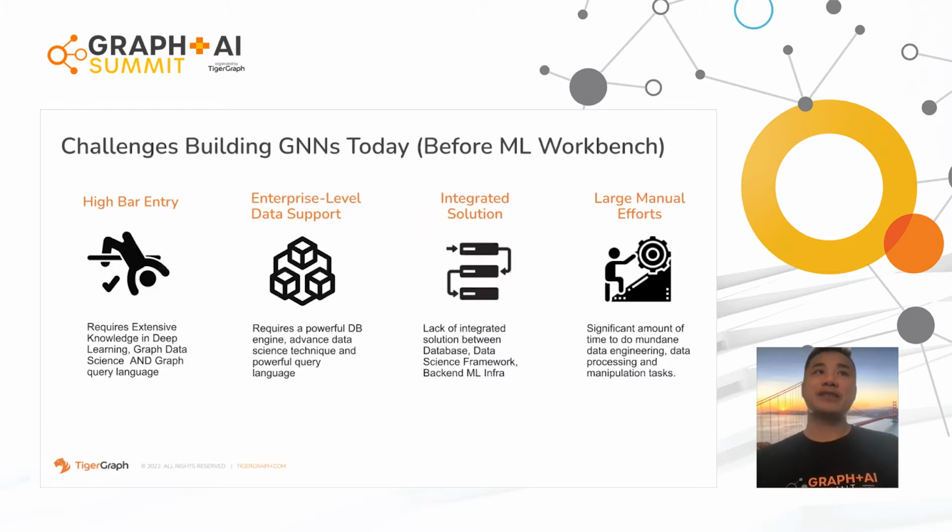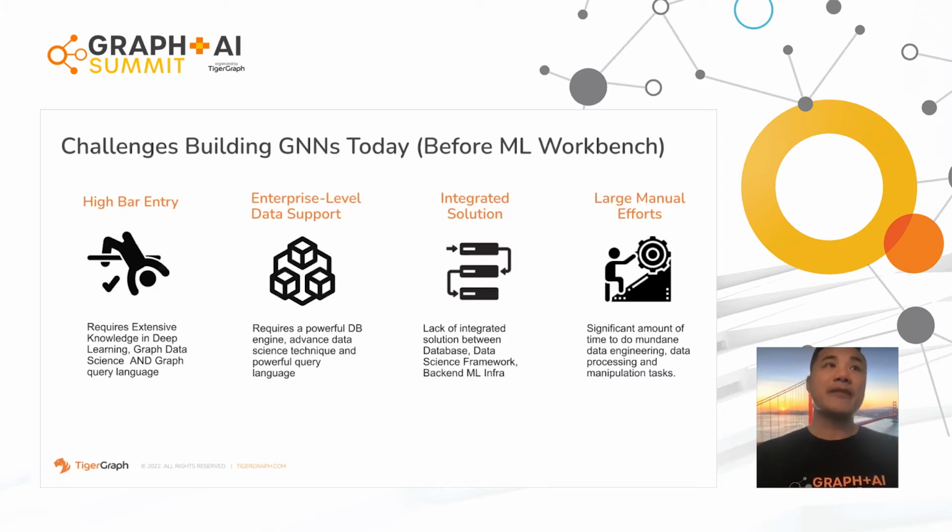So now that we have established the usefulness of graph machine learning, I want to talk about the challenges today, before we introduce ML Workbench. We have seen research papers published by big companies like Facebook, Pinterest, Amazon, but a lot of times many companies do not have a big research group like these companies. So we want to democratize graph machine learning for other companies.